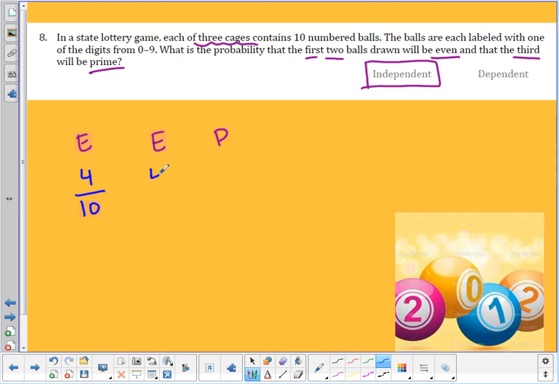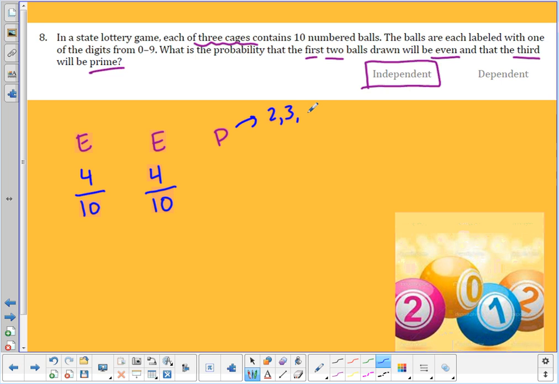So an even again would be 4 out of 10 because 2, 4, 6, and 8, there's 4 even numbers. Then if I look at prime, remember those prime numbers are numbers with only 2 factors. So we talked about 0 is nothing. 0 doesn't have any factors. 1 only has 1 factor. So 2 had 2 and 1. 3 had 3 and 1.